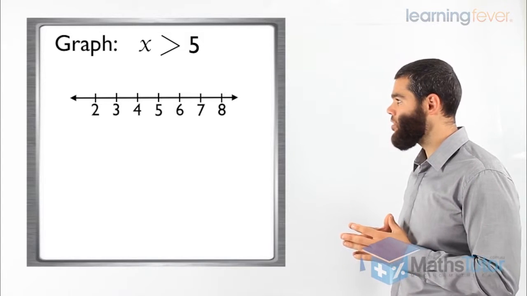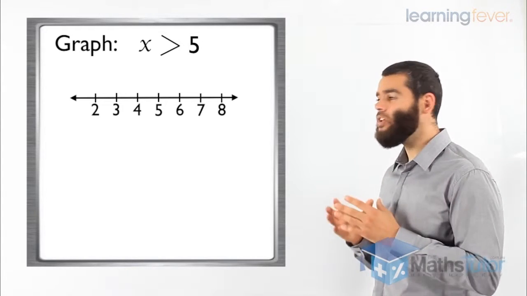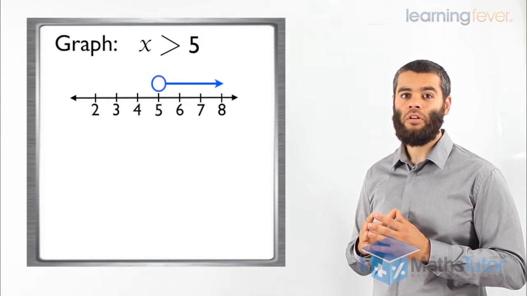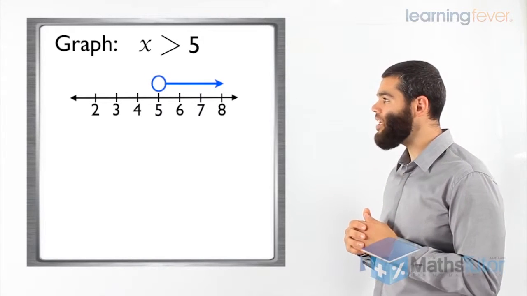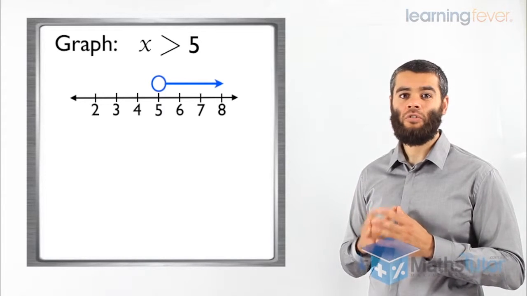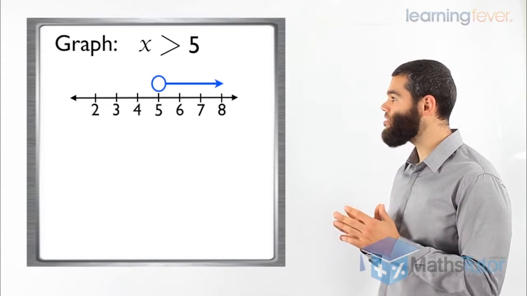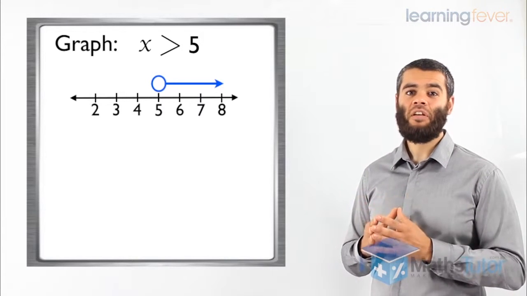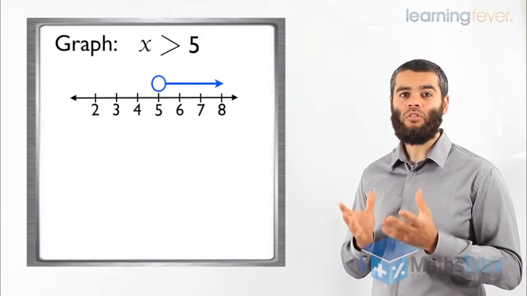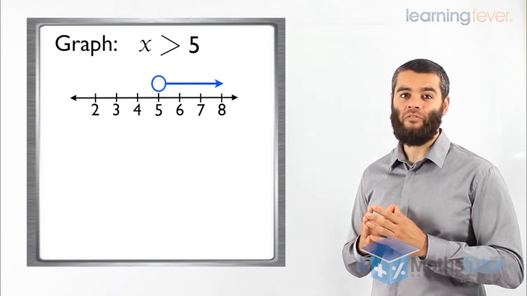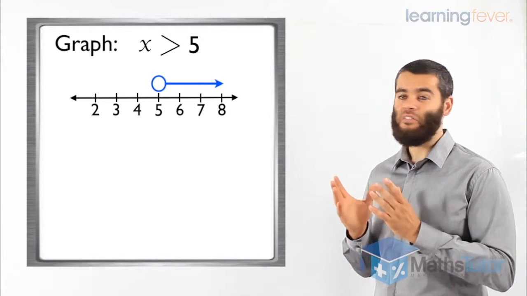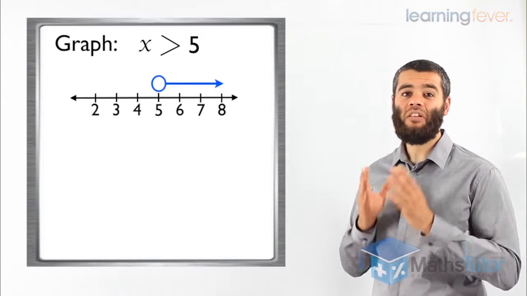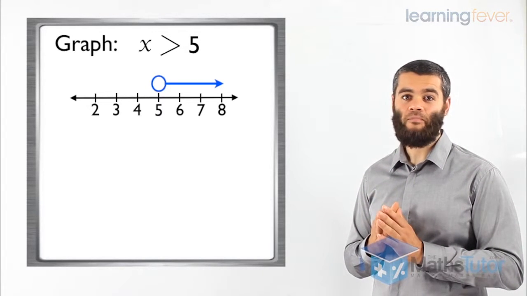Very simple. We have our number line, and on the 5 we draw a circle, a hollow circle, and we show an arrow pointing towards the greater side, to the bigger side, pointing towards the 6, the 7, the 8. It's continuous. It shows that x does not equal 5, but it's bigger than 5. It's not colored, so the circle is not colored, it's hollow. It shows that it is larger than 5, but it does not equal 5.